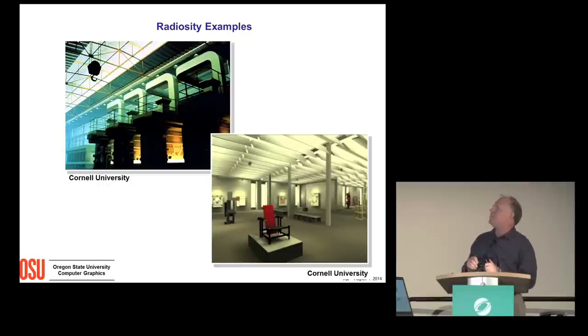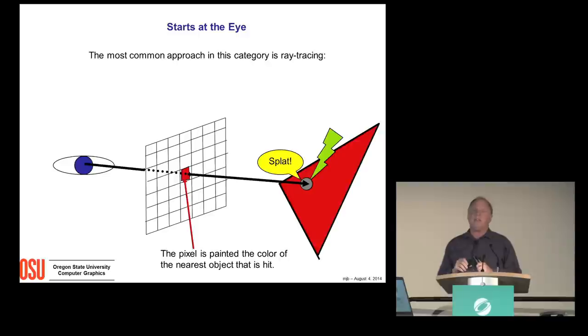Then there's another set of things that start at the eye, and the big one in this category is ray tracing. In ray tracing, you model the screen as a grid of pixels. You pretend to put it in front of the eye, and then you fire a bullet through each pixel and hit the object. Okay, now whatever it hits first, there's probably other objects back here, but whatever it hits first would be the color you would paint in that pixel. And if that's all there was to ray tracing, we wouldn't do it. You know, that's just not enough benefit for the pain of trying to deal with the scene one pixel bullet at a time. So what else could you do?